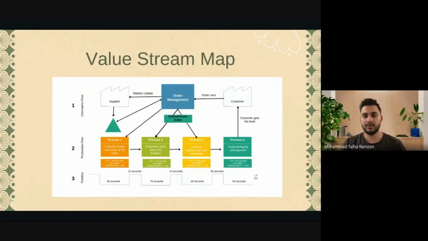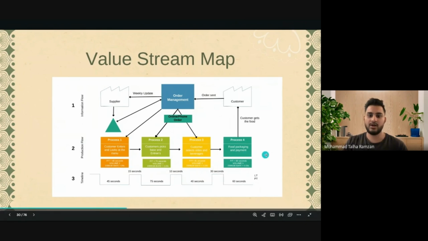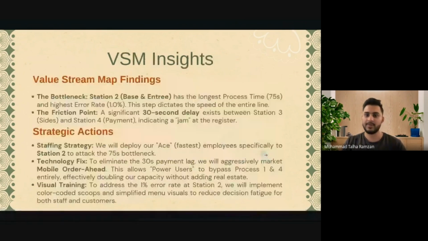Yeah, so for the value stream map, at the center we have our order management, which shows the processes that we go through from the time someone walks in to the time the customer gets their food. And we have estimated times for each process. In the next slide, I'm going to talk about what we deduced from this value stream map.